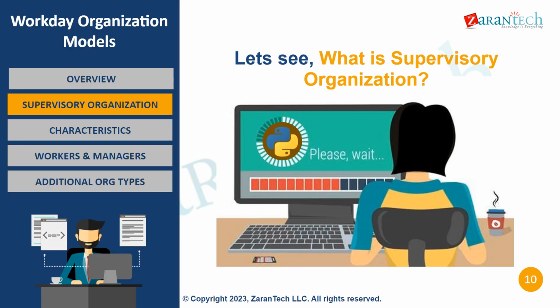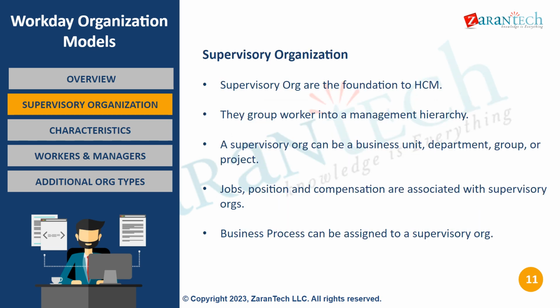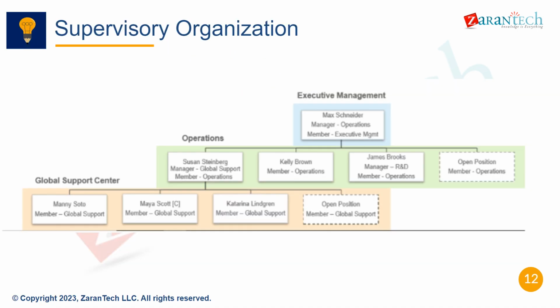Next, let's look at the supervisory organization, which is the core organization structure in Workday HCM. Key things to know about supervisory organizations: they are the foundation of HCM in Workday. They group workers into a management hierarchy and can represent a business unit, department, group or project. Jobs, positions and compensation are associated with supervisory orgs. Business processes can be assigned in the supervisory organization. Workers have defined management chains. Management hierarchies determine inheritance of organization-based security and tasks. Supervisory organizations enable modeling of real-world business structures.